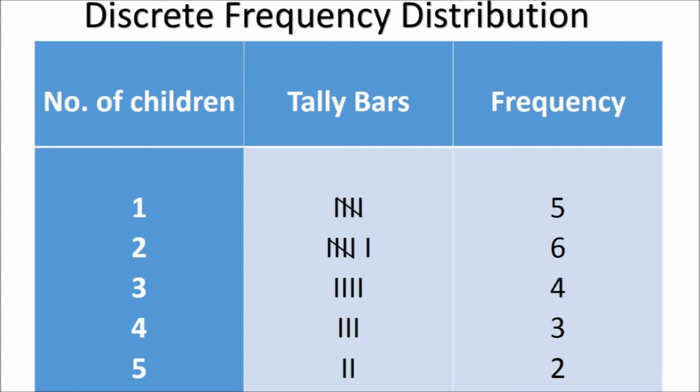In the first column of the frequency table, we write all the possible values of the variable from the lowest to the highest. In the second column, we put tally bars. Finally, we count the number of bars corresponding to each value of the variable and place it in the third column of frequency. Like in our example of discrete frequency distribution, the number of families having one child is 5, having 2 children is 6, and so on.